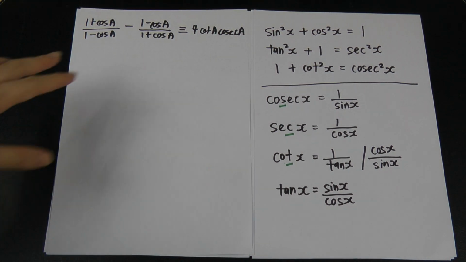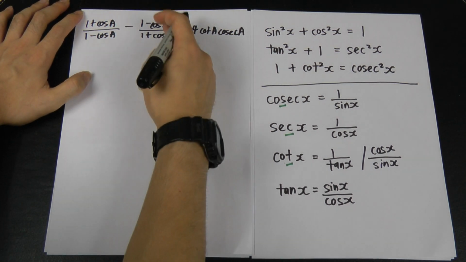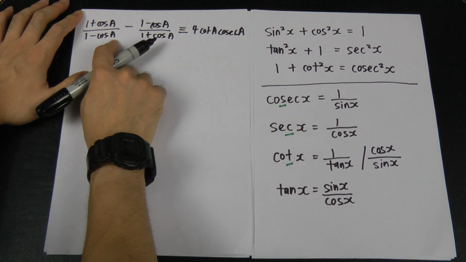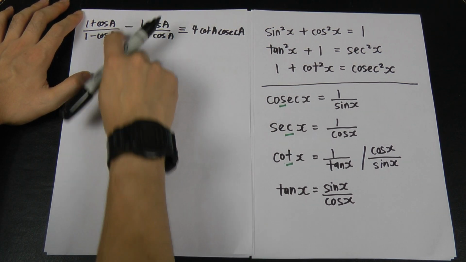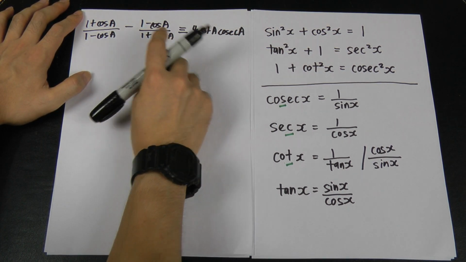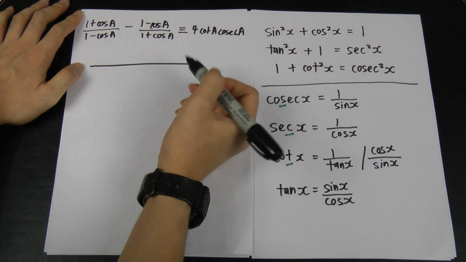Alright, so for this question, it's quite similar to just now. You have two fractions, and the question asks you to subtract them. This is 1 minus cos A, so I will multiply by 1 plus cos A for both. This is 1 plus cos A, so I will multiply by 1 minus cos A for both, in order to make them have the same denominator like just now. So I'm going to do a shortcut here.